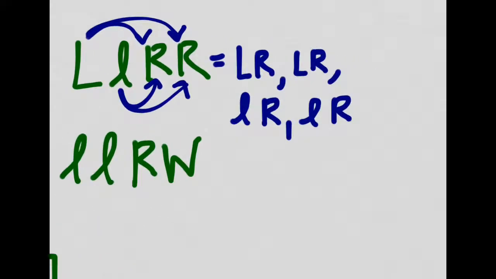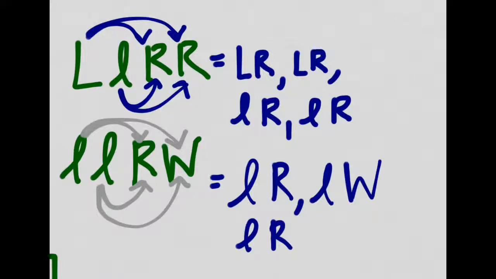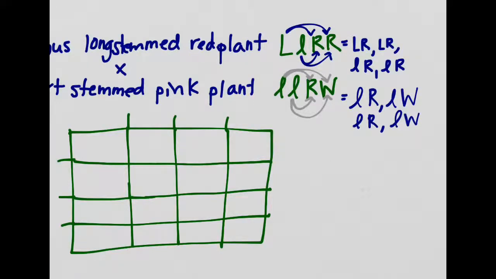And now let's distribute for here. We need little l can go with big R, little l can go with W, little l can go with big R, little l can go with big W, which gives us little l, big R, little l, big W, little l, big R, little l, big W. So again, what we have going on here will go up in these boxes, and what's down here will go on the left side of the Punnett square. So let me draw those in now.